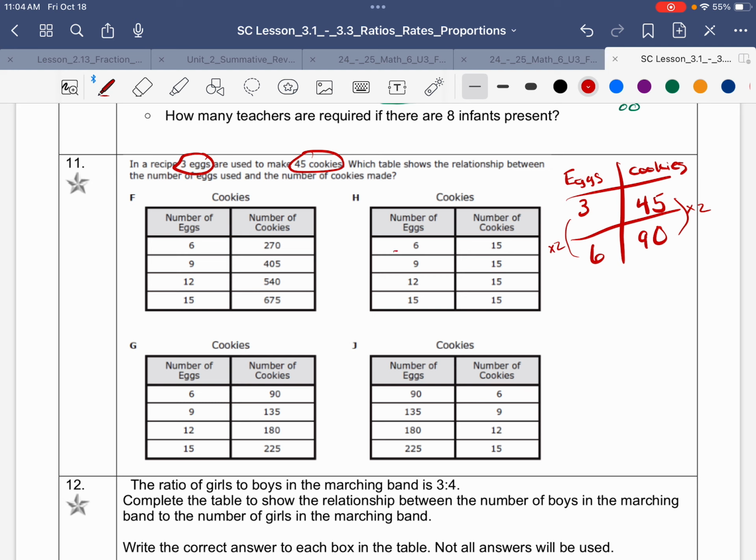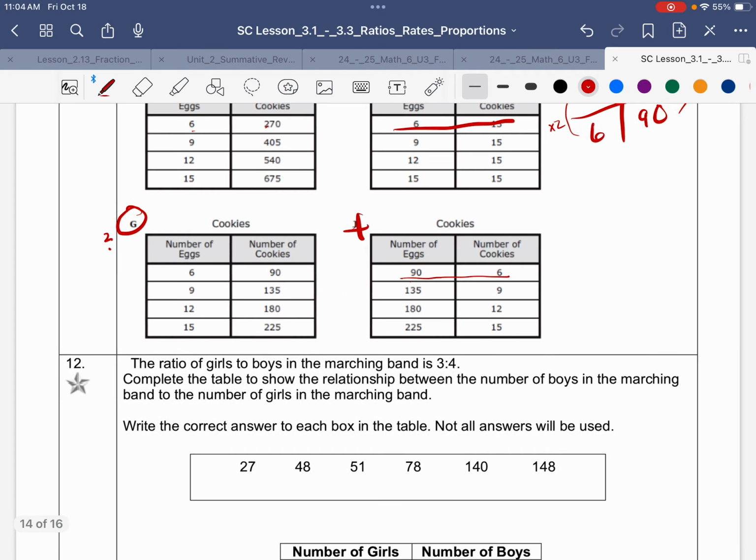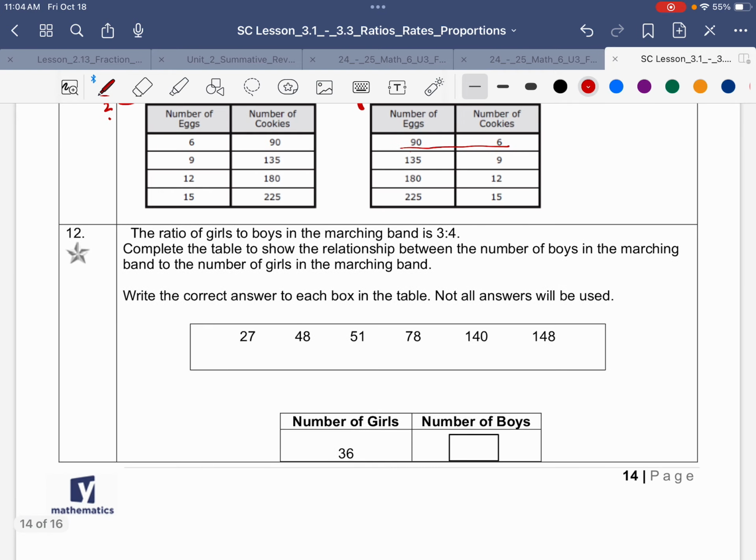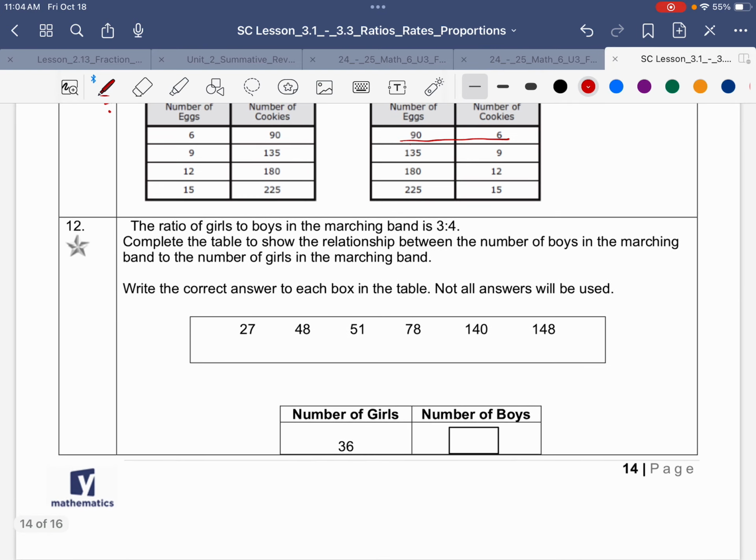So this one says 6 eggs and 15, so that's wrong. This one says it has 90 eggs and 6 cookies, so that's wrong. This one's 6 eggs, 90 cookies, that's a possible. And then this one's 6 eggs, 270 cookies. Wrong. So the only possible answer here is G. Sometimes you'll have problems where all of the first answers are correct. You may have to go to that 9 to figure it out, but we were fortunate in this case.